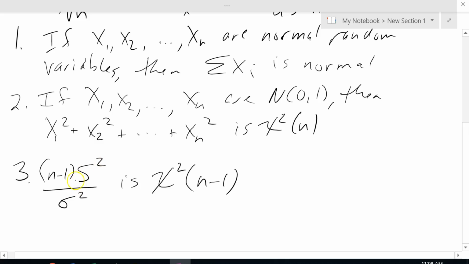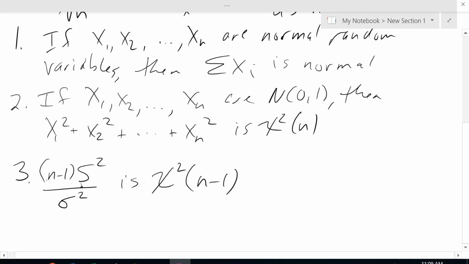So again, your s squared is your sample variance. Your n is how many items are in your sample. Sigma is representing the population standard deviation, so sigma squared is the population variance. We get a chi-squared random variable. We also used that to figure out confidence intervals for variances, right? Going to the chi-squared table.